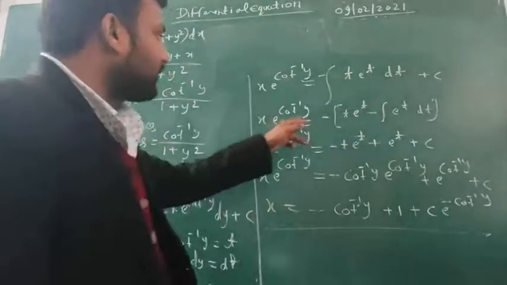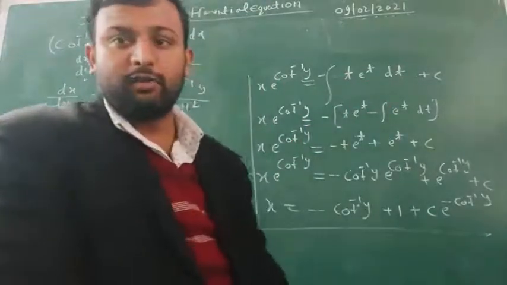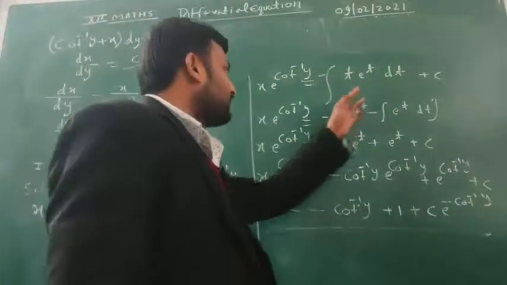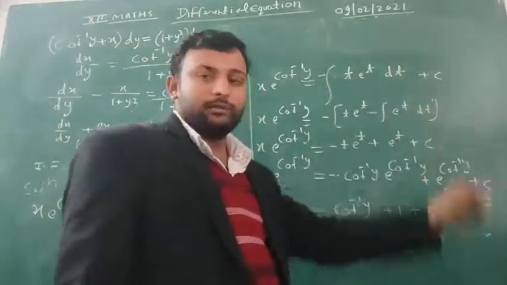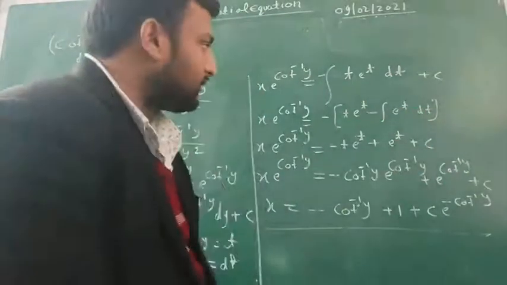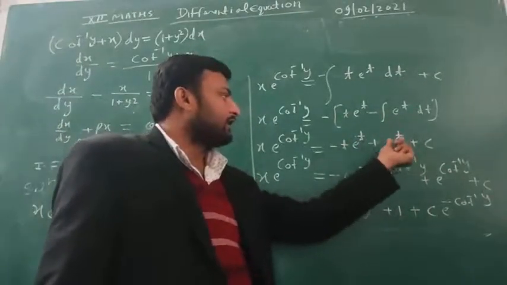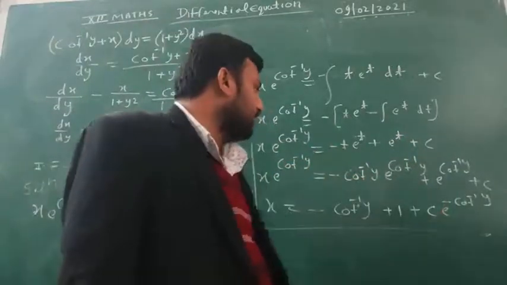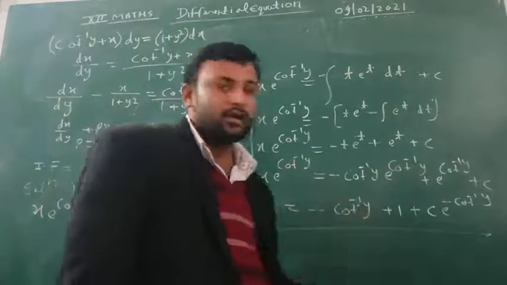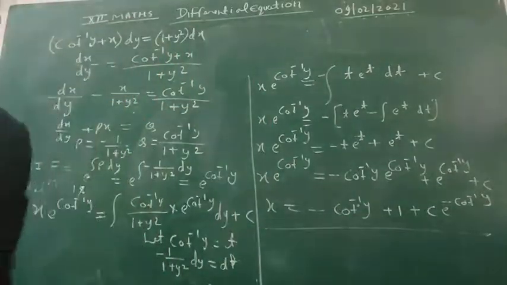So x e to the power cot inverse y is minus, we apply integration by parts here, students. We write first function times integration of second function minus integration of differentiation of first function times integration of second function, plus c. Okay students, so again the integration of e to the power t is e to the power t, so we get this. Now we put the value of t, students, and divide by this term, and we get the solution. I hope you understand, students. Now we move to the next question.